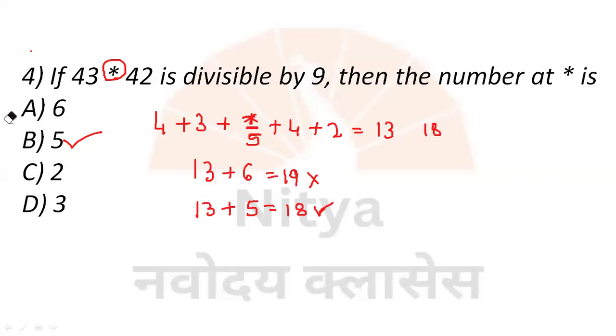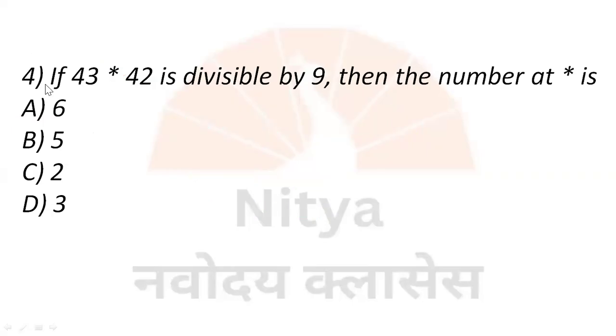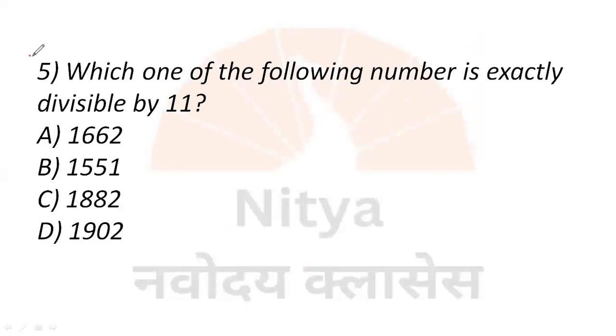So the next question. Fifth one, which one of the following numbers is exactly divisible by 11? Okay. 11's divisibility rule is, we have to add the odd place values and the even place values, then find the difference between the odd place value and the even place value. If the result is 0 or a multiple of 11, then that number will be divisible by 11.